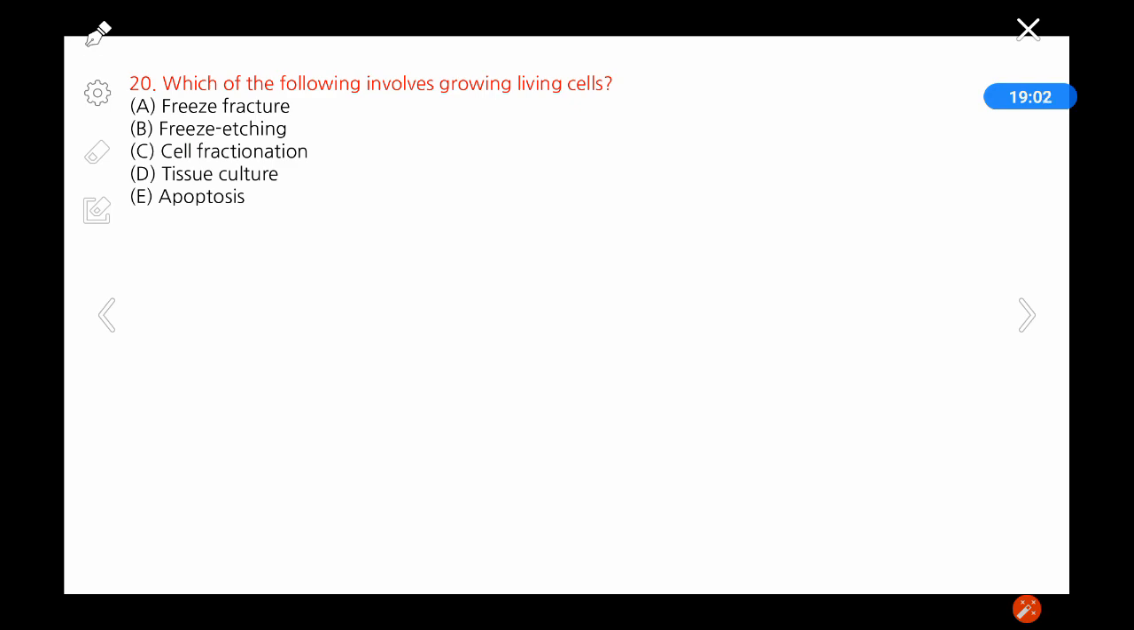Which of the following involves growing living cells? In the lab, we use the tissue culture process for growing living cells, and we have cell culture, a culture generally used for growing bacteria, and we put them in an instrument which we call an incubator. Freeze fracture and freeze etching techniques are used for studying the cell membrane.